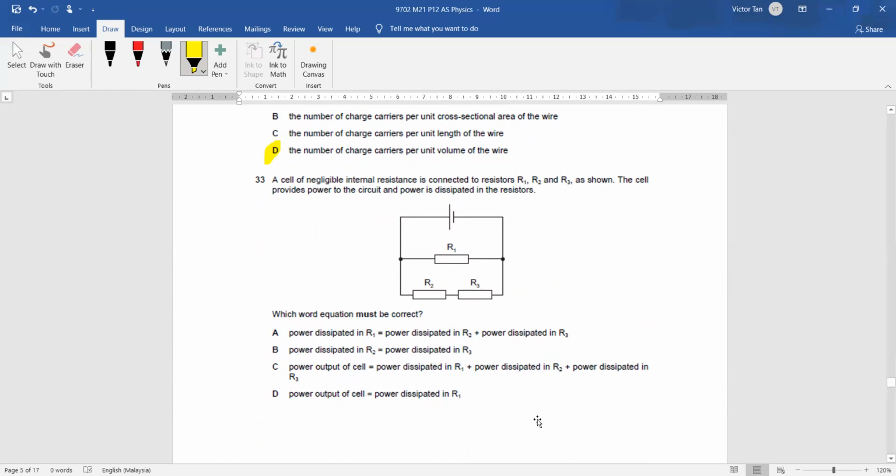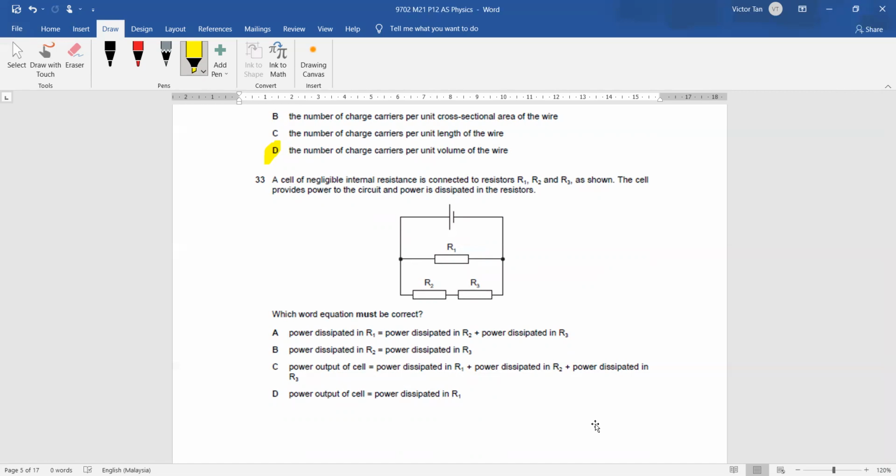A cell of negligible internal resistance is connected to resistors R1, R2, and R3 as shown. The cell provides power to the circuit and power is dissipated in the resistors. Which word equation must be correct? Okay. Power dissipated in R1 equals power dissipated in R2 plus power dissipated in R3.